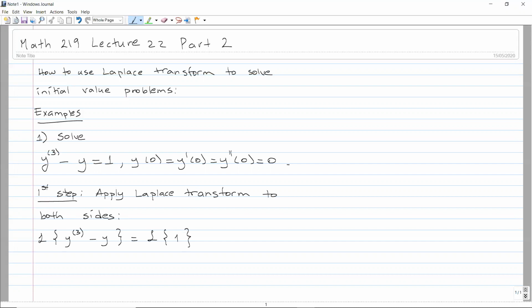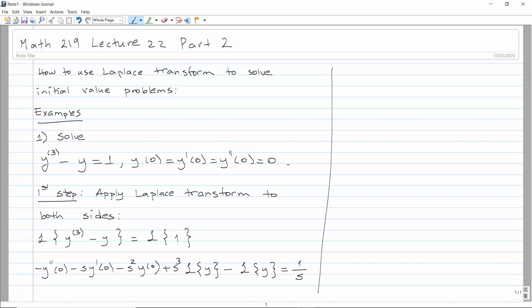And here we use our formulas about the Laplace transform of derivatives of y. So the Laplace transform of the third derivative of y is minus the second derivative, not square, I'm sorry, minus the second derivative at 0, minus s times the first derivative at 0, minus s squared times y(0), plus s cubed times Laplace transform of y. And then minus Laplace transform of y equals, and Laplace transform of 1 is 1 over s.